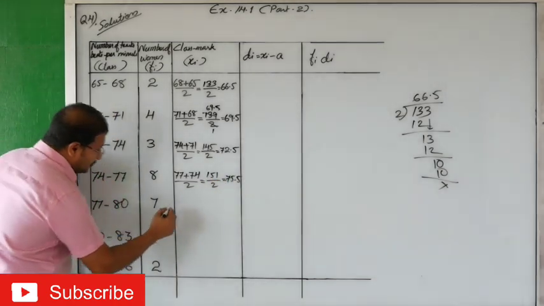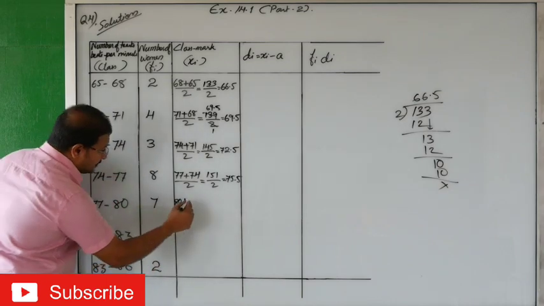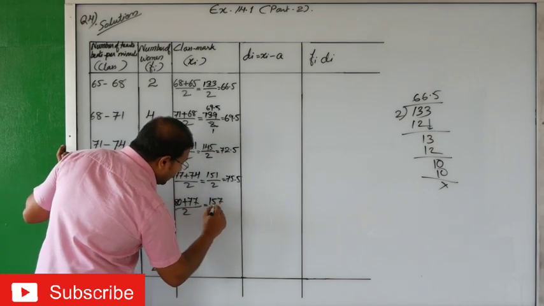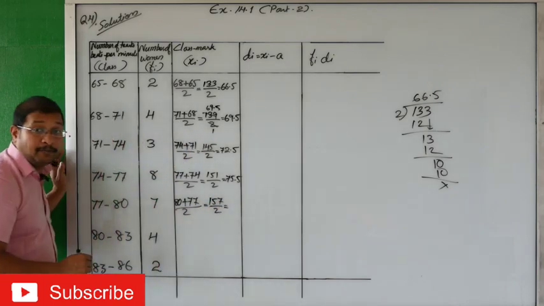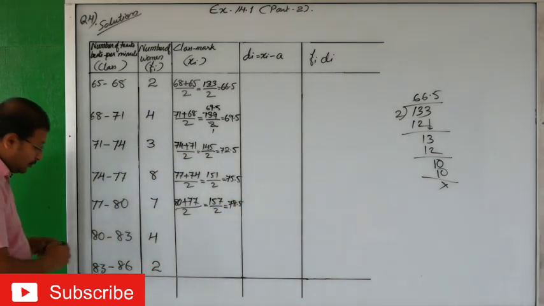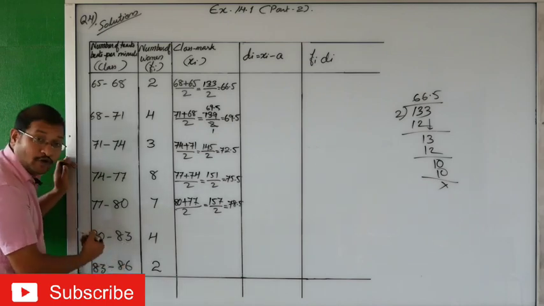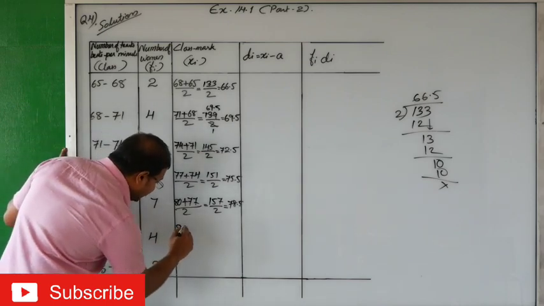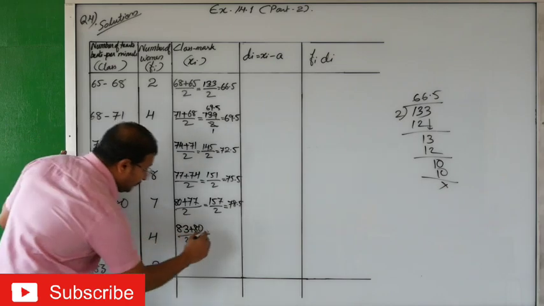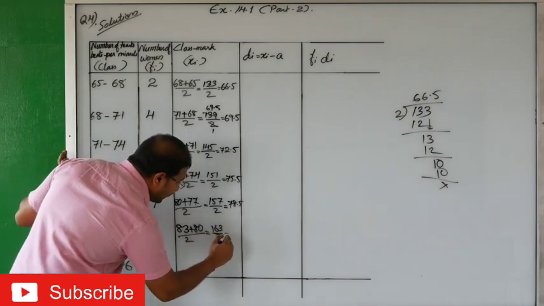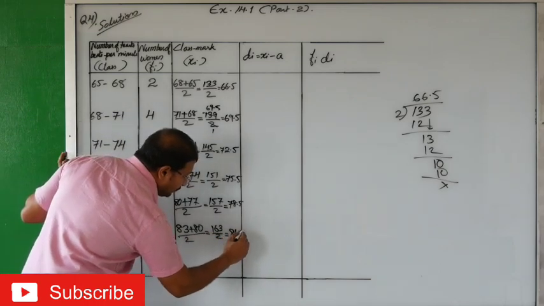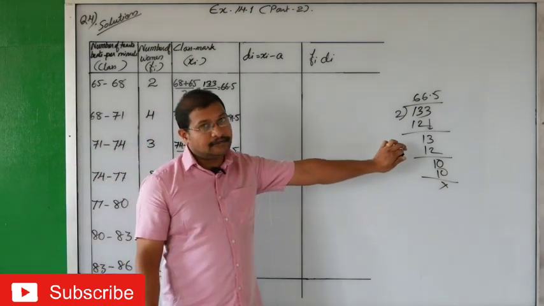Next step. 80 plus 77 divided by 2. That is 157 by 2, which equals 78.5. Next step, what will you do? Upper limit plus lower limit divided by 2. That means 83 plus 80 divided by 2 equals 163. 163 by 2, we have to divide it. So 81.5. If you don't know how to do this, divide it in this way.